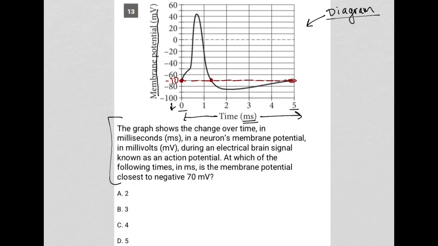So out of my options, now I just have to do kind of a true or false. Is it true that I'm at negative 70 millivolts at 2 seconds? Nope, because I'm down here. So that's not true. How about at 3 seconds? No, so I'm down there. How about at 4 seconds? No, I'm slightly below it. And how about 5 seconds? Absolutely yes, it's right on that horizontal dashed line. So my answer is choice D.